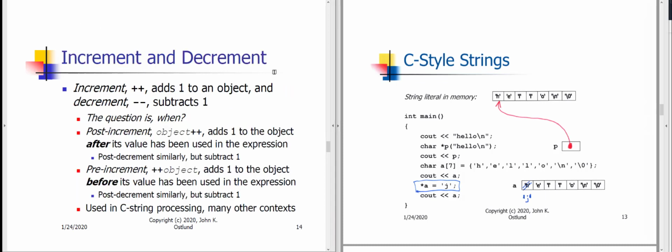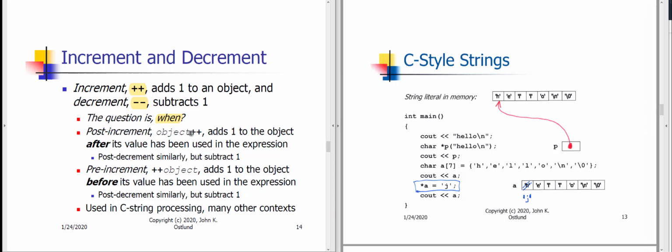Okay. Next up, we're going to take a look at a couple of operators that are used very commonly with pointers: the increment operator and the decrement operator. Increment adds 1 to an object. Decrement subtracts 1 from an object. Now the question is, when does the addition or subtraction occur?